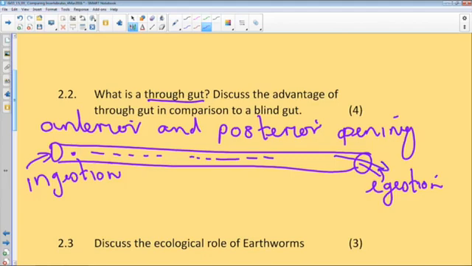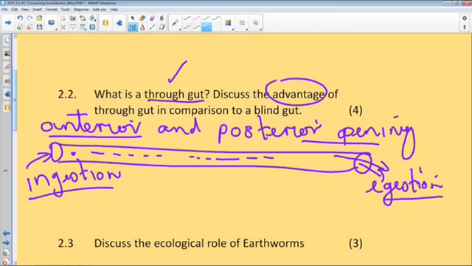So why is this an advantage to the organism? We've got to discuss the advantage of this in comparison to a blind gut. The first part of the question is, what is a through gut? We've described that a through gut is a system which has an anterior and a posterior opening, through which ingestion occurs at one end, and the waste is then egested through the other, posterior end. Now we've got to discuss the advantage of such a system in comparison to a blind gut.